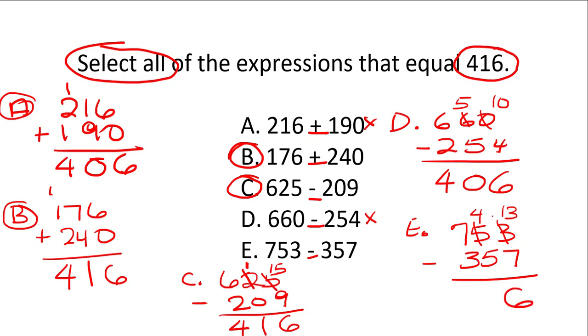Okay, and 4 minus 5, that can't be done because 4 is less than 5. So we regroup one more time. The 7 becomes a 6. So we're looking at 14 minus 5, which is 9. 6 minus 3 is 3. Our answer here is 396, which does not work out to 416. So our only options and answers for this problem of all the expressions that equal 416 are B and C.